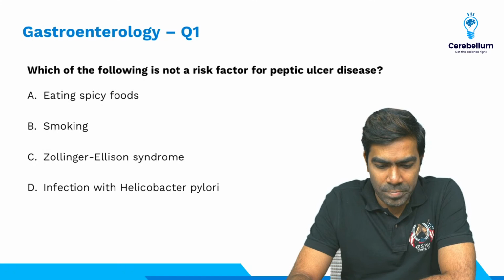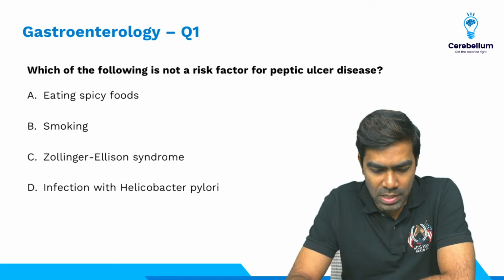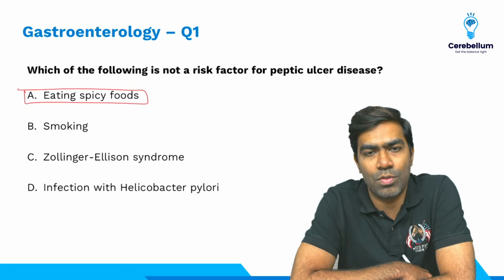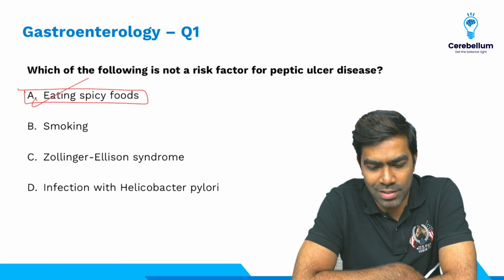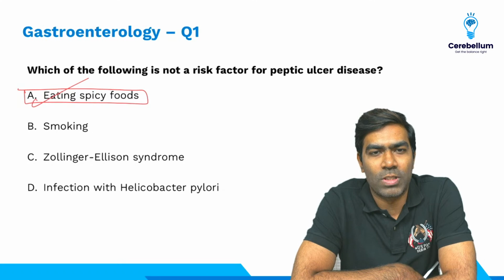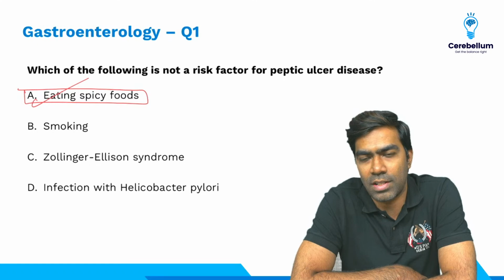So many people are answering B, C, A, but the right answer is option A, eating spicy foods. That's right. There is no study, this is given in Harrison, that has demonstrated that eating spicy food is a risk factor for peptic ulcer disease. Be very clear about that. People believe that eating spicy food is going to increase the risk of peptic ulcer disease, but it's not.